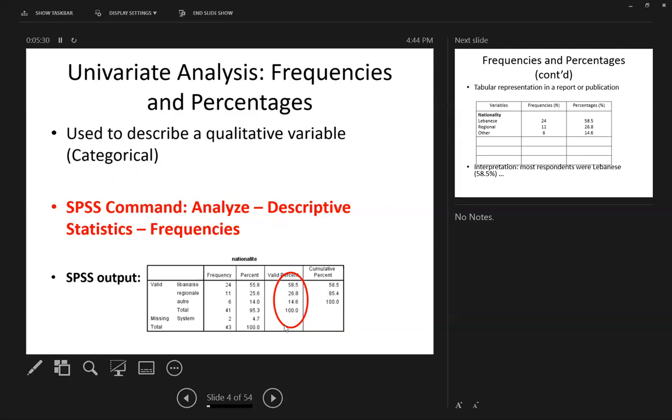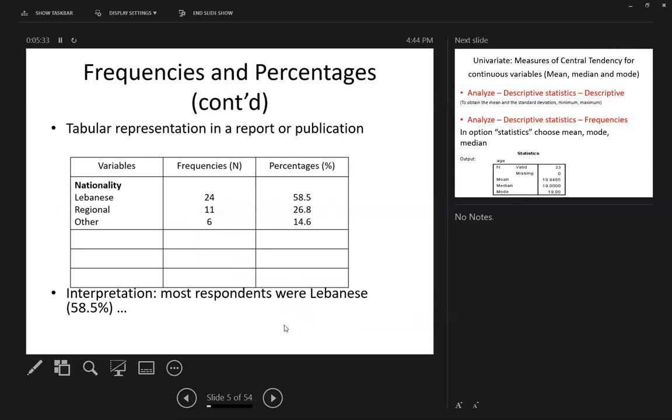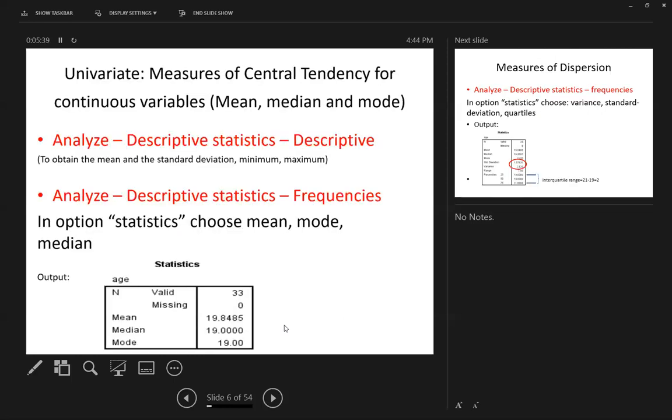And this is the valid percent. And how do we interpret this? We interpret that most of the respondents were Lebanese, for example, if we're looking at this type of variable. And if my variable, again, we are under univariate analysis, so the variable is continuous.